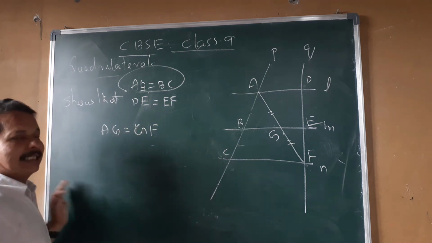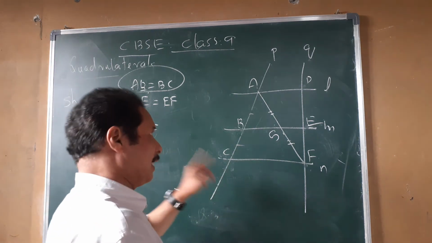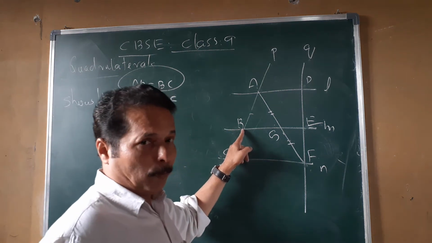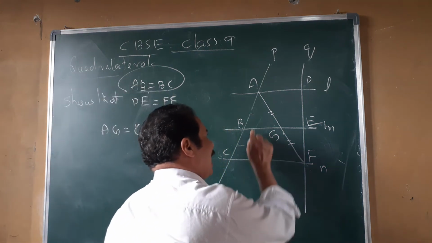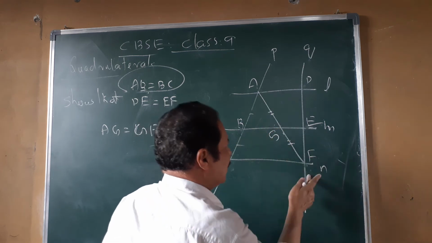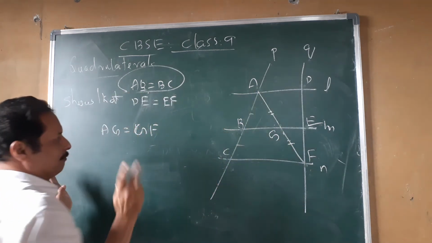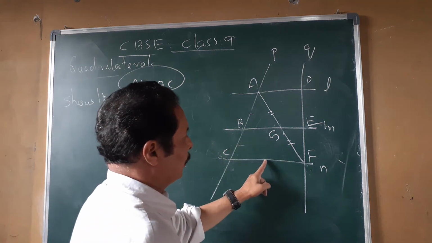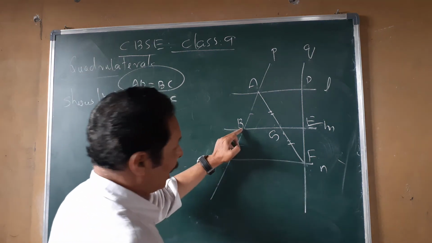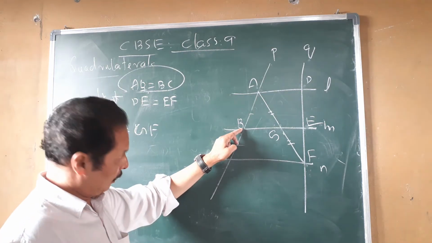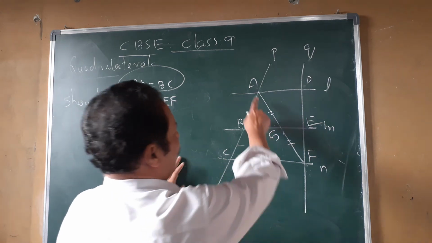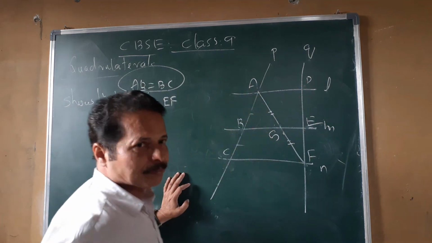Can you say what is the reason for that? That is the converse of the midpoint theorem. A line passing through the midpoint of one side, parallel to the other side, bisects the third side. That is AG equal to GF. A line parallel to one side of a triangle, passing through the midpoint of one side of a triangle, parallel to the other side, bisects the other side. And look at the triangle ADF.